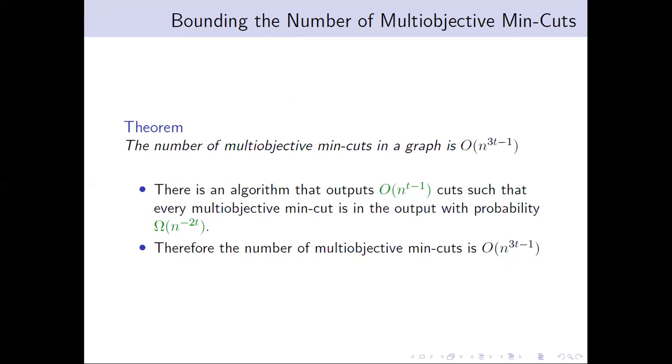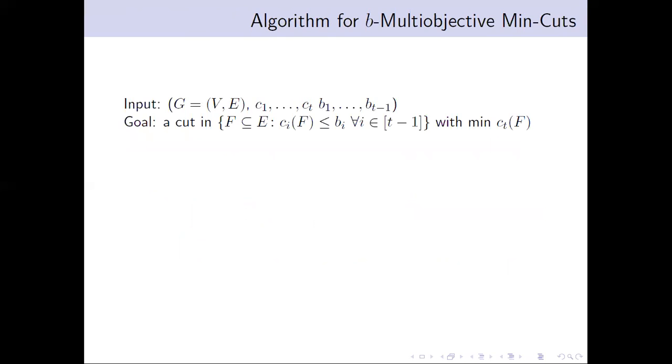In order to do that, we will start by defining an algorithm for the B multi-objective min cut problem, where we are given t minus 1 budgets. And our goal is to find a cut that has minimum Ct cost subject to satisfying all t minus 1 of the budgets. So our algorithm is based on random contraction, and our base case is 2t vertices instead of 2.